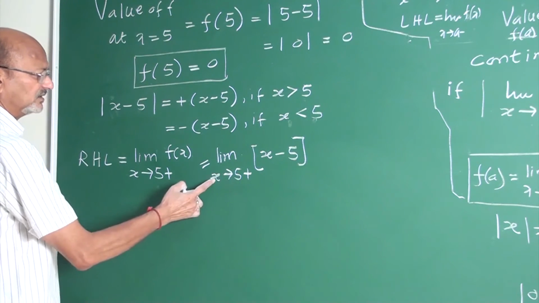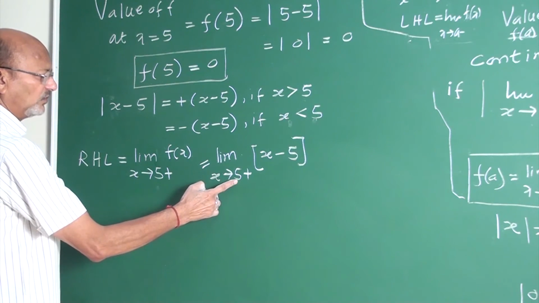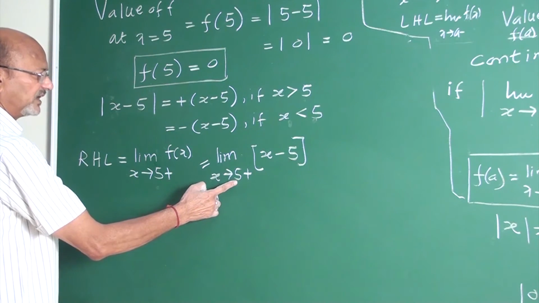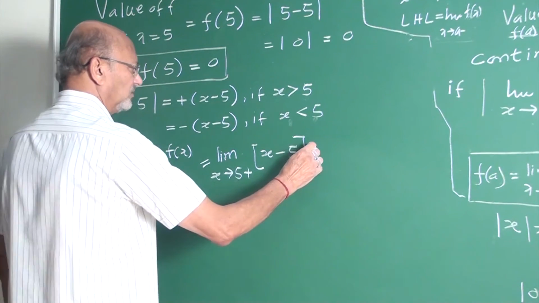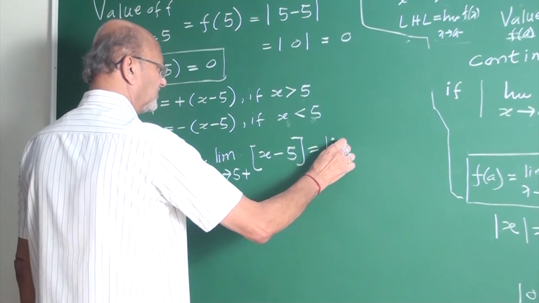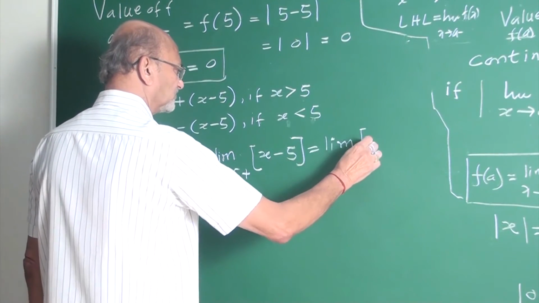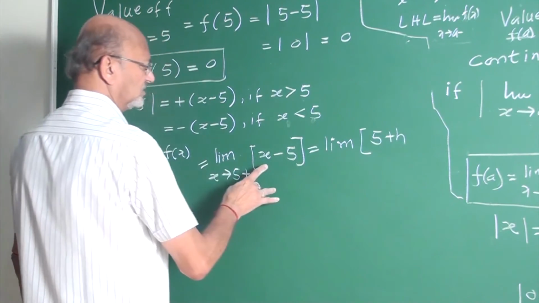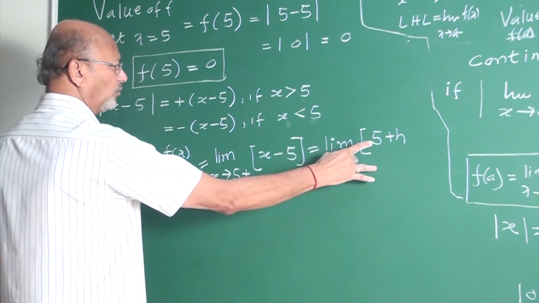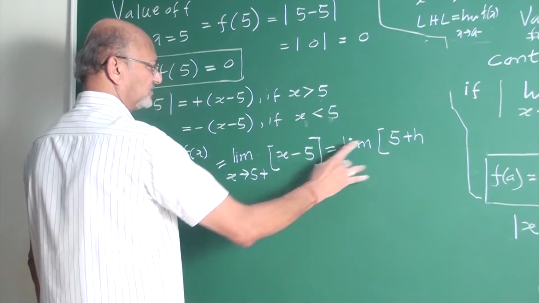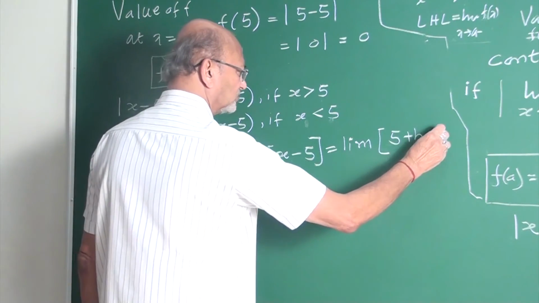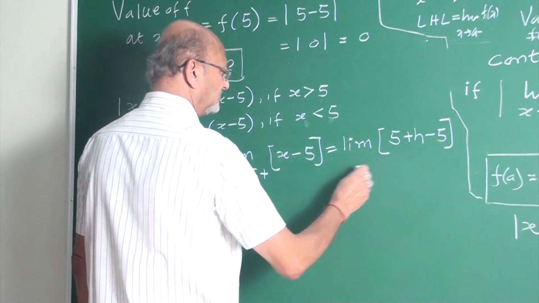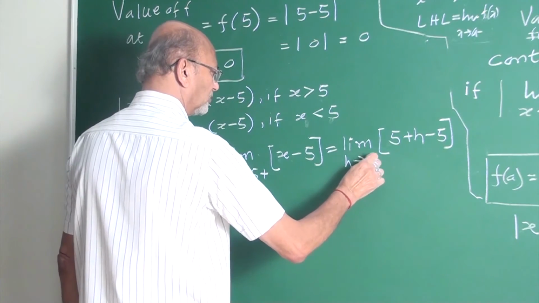Then you know the method. Replace your x by 5 plus h and take the limit as h tends to 0. Method of finding RHL, LHL: replace x by point plus h. This is as usual minus, and take the limit as h tends to 0.